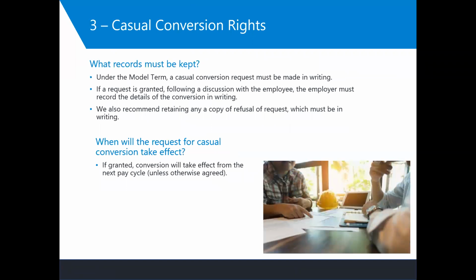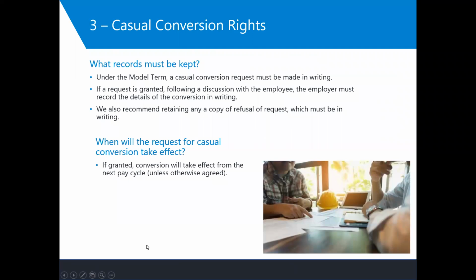You need to keep records of the request having been made in writing, and if the request is granted, you must record the details of the conversation and consultation and agreement to convert. Bizarrely, the model term does not require you to keep records if you refuse a request, but common sense would dictate that that's probably the most important circumstance, that you would keep copies of documents and communications around a request for conversion that is refused.